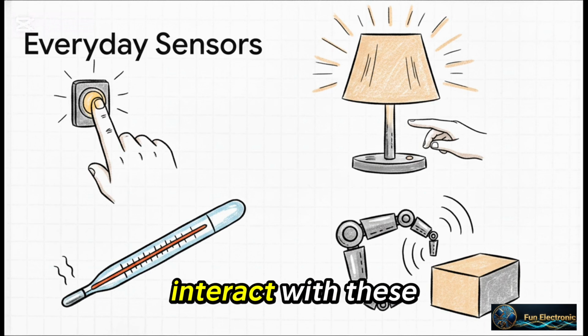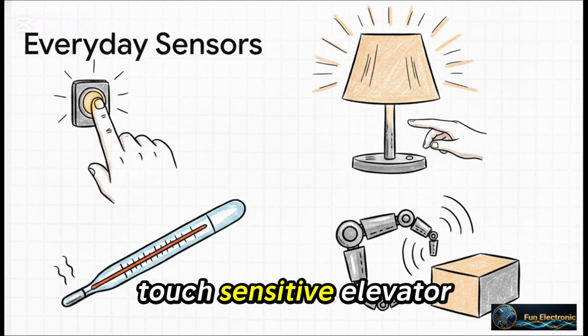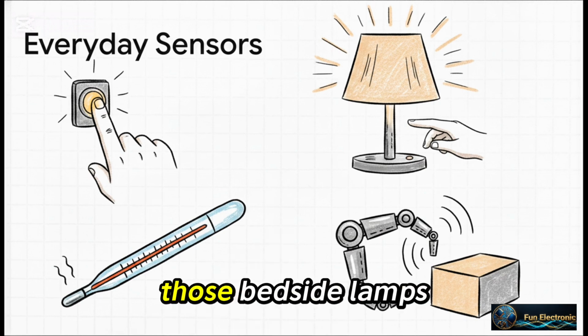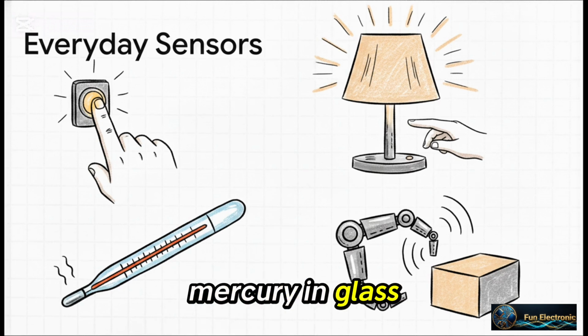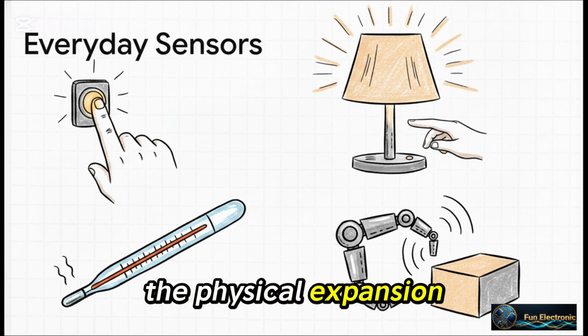And you literally interact with these incredible little devices constantly. Think about those touch-sensitive elevator buttons you press. Yep, tactile sensors. Or what about those bedside lamps that dim or brighten just by you tapping the metal base? Those are sensors too. Even the classic mercury in glass thermometer is a sensor, cleverly converting ambient room temperature into the physical expansion of a liquid.